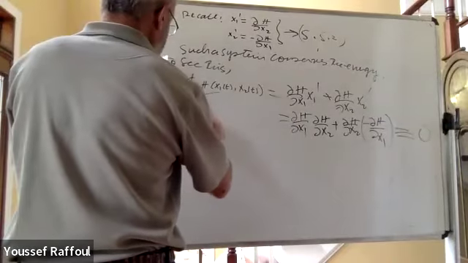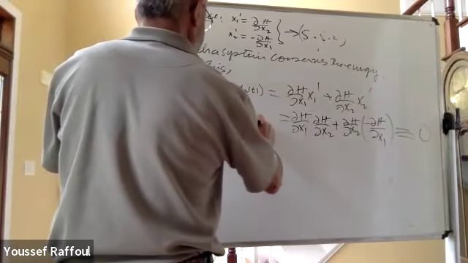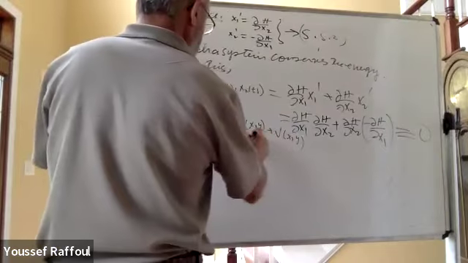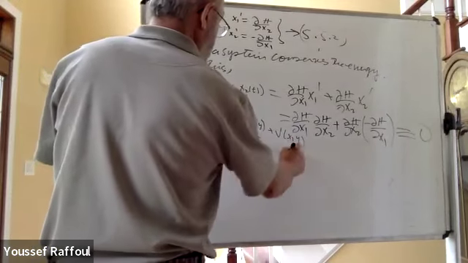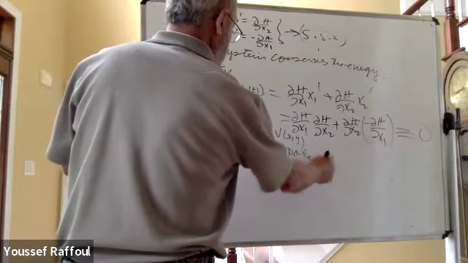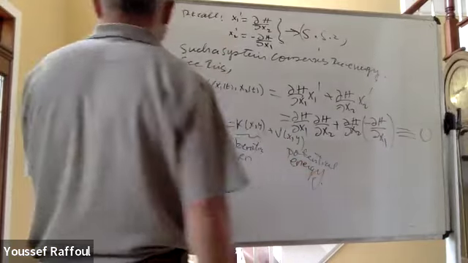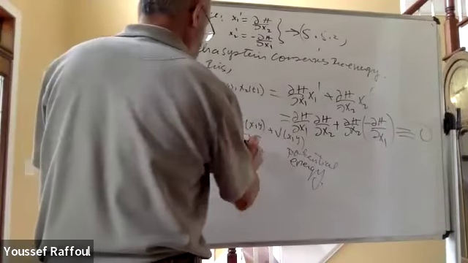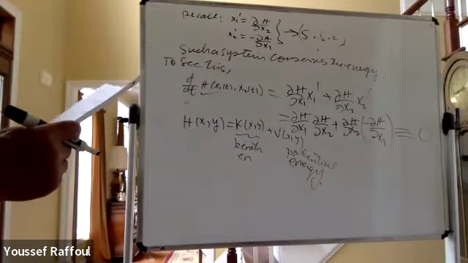A Hamiltonian system, H of x, y, is always defined by K of x, y plus V of x, y. This is kinetic energy, and this is the potential energy. Kinetic energy and potential energy. All right. Any questions?